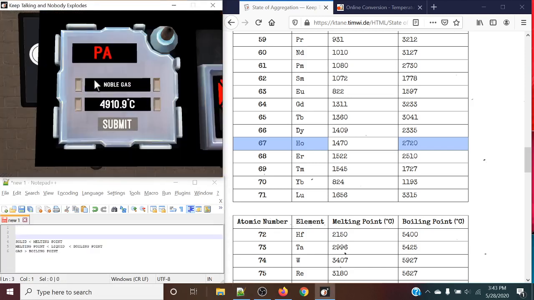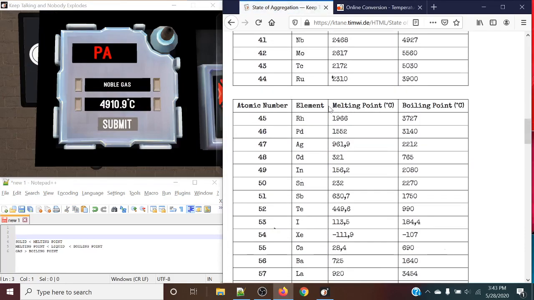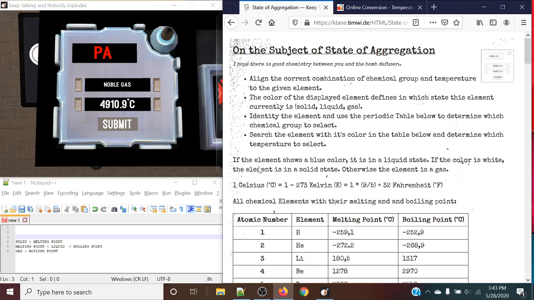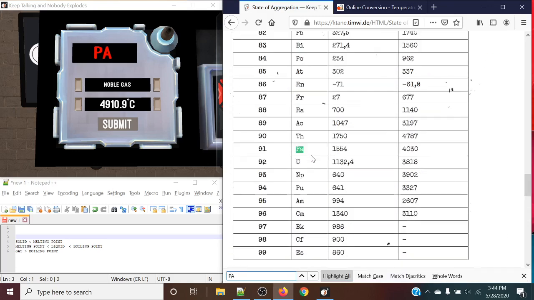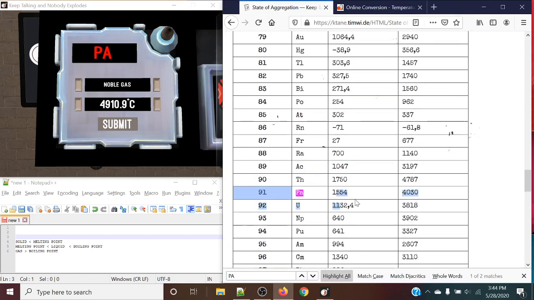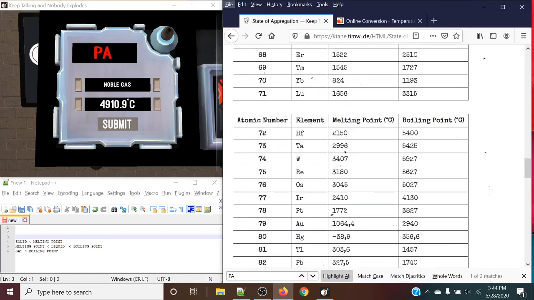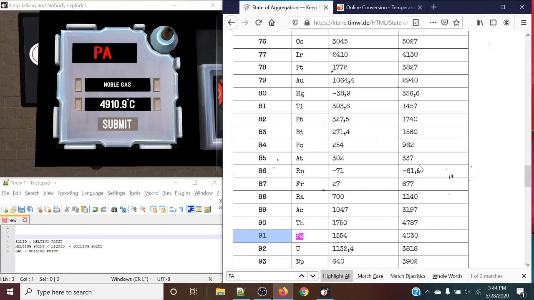Let's take a look at another one. We can already tell that we're looking for gas this time again, because it's the same exact color, and we've determined that the element shown in blue is liquid state, the color in white is solid, and the other element is gas. So, let's find our element, in this case, PA. PA is element 91, and we're only going to focus on the boiling point because we need to get above that.